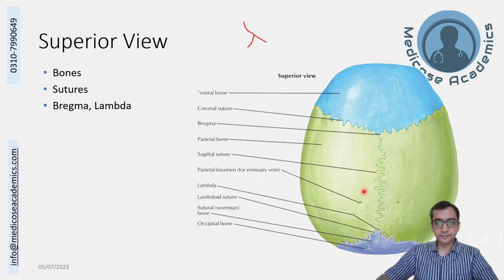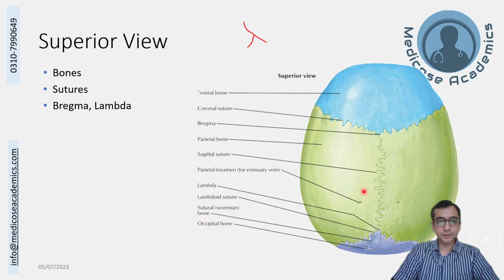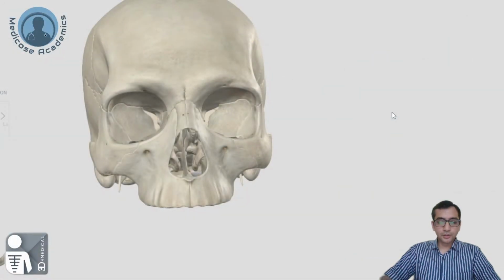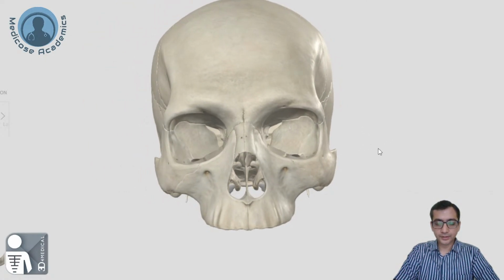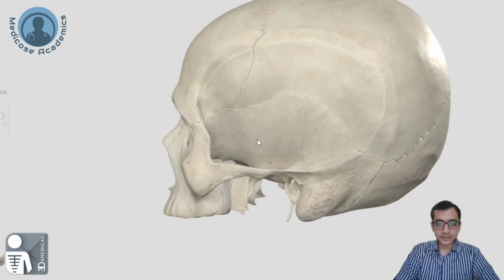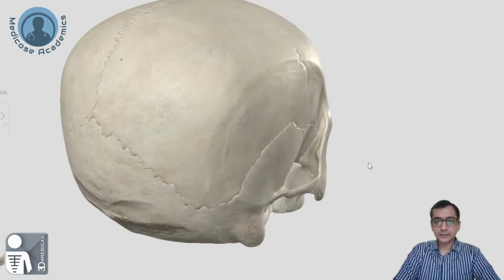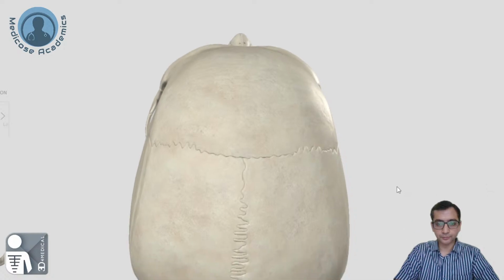Let me show you the same things here. So here is the skull. This is the frontal view in which you see the face. This is the lateral view. This is the occipital view, and this will be the vertical view.